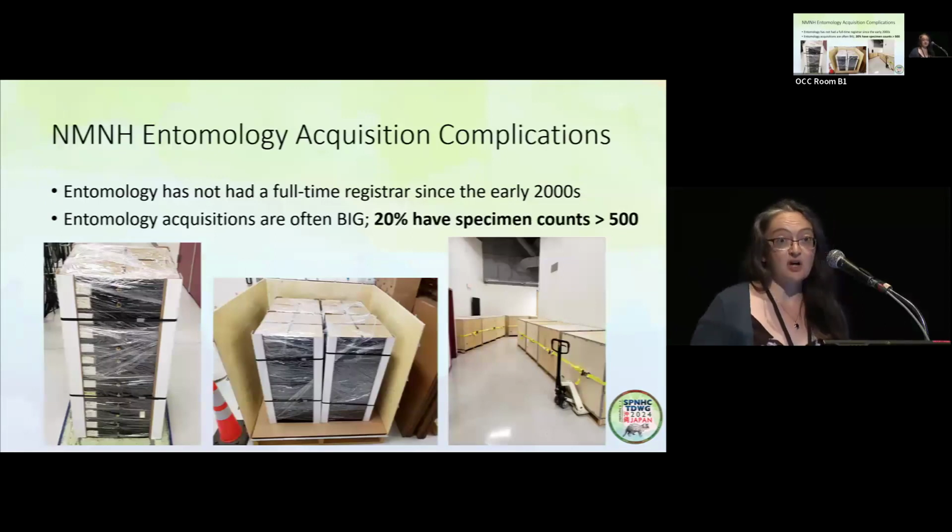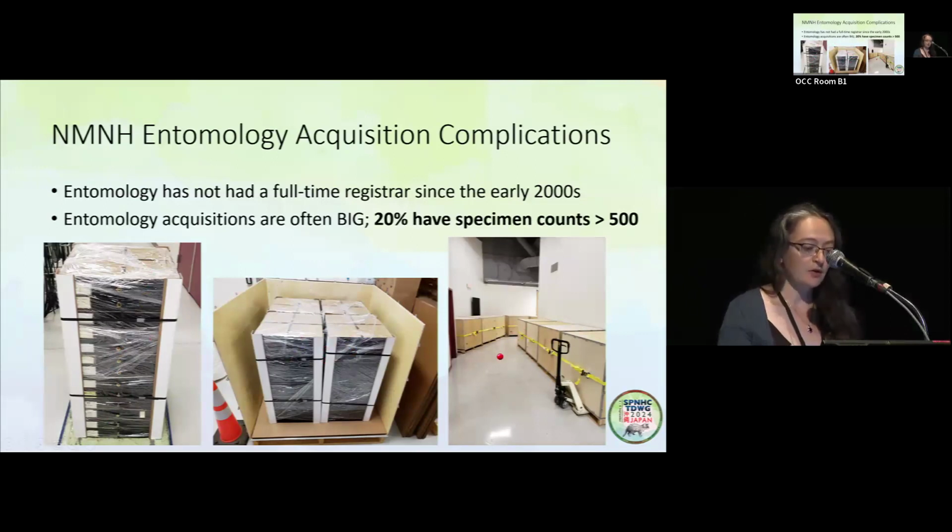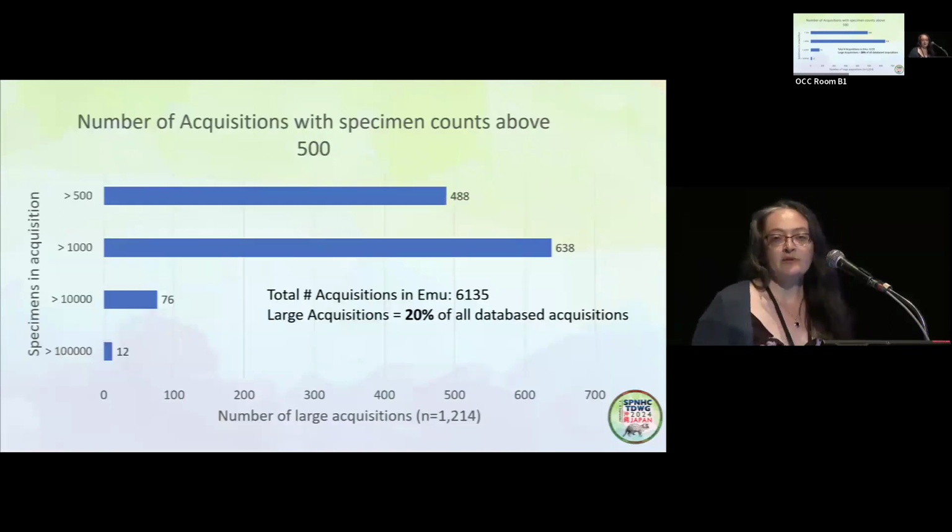Entomology acquisitions also tend to be very large. So in this photo, this is a stack of 12 entomology drawers that we've put together. Here they are, 4 stacks in 1 crate. And then in this photo, this is 9 crates worth of entomology drawers. There are over 40,000 specimens in these 9 crates. This is a single acquisition that we were given in 2019. This is 1 donation from 1 individual. And that's not an uncommon occurrence for us.